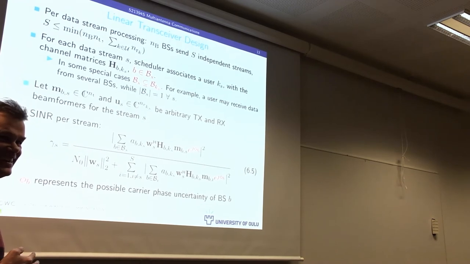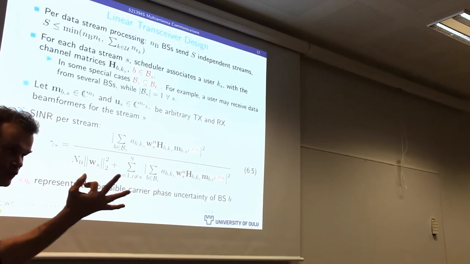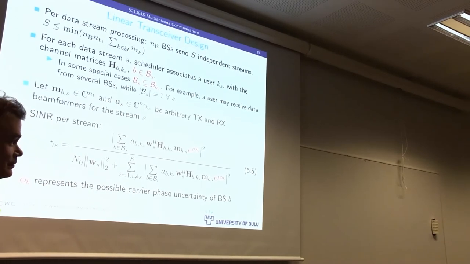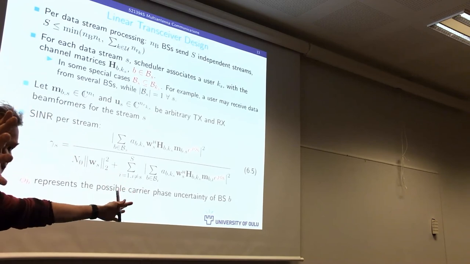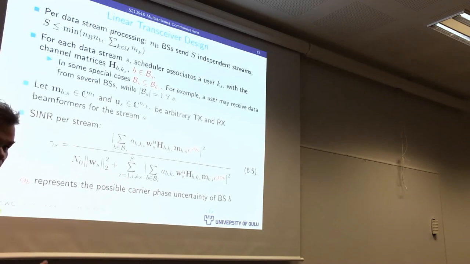Six. Anyone? Six. Someone is telling from June. Six. So okay, good. Six streams. We could assign two streams to each user, right? Because we have 8 degrees of freedom at the receiver. So we can assign one more user with two streams, in total 8 streams.